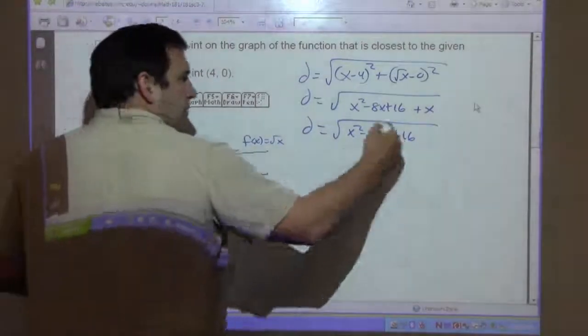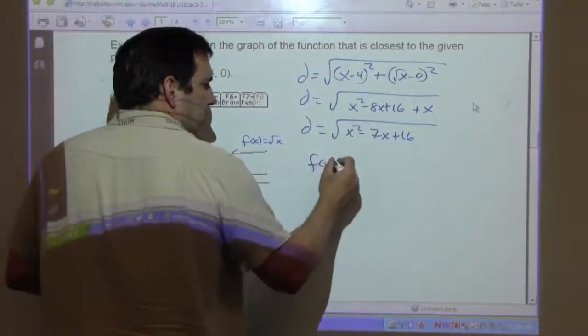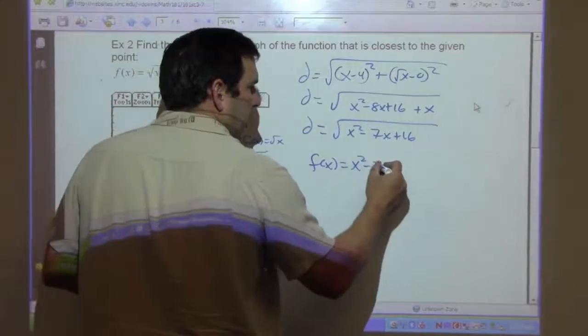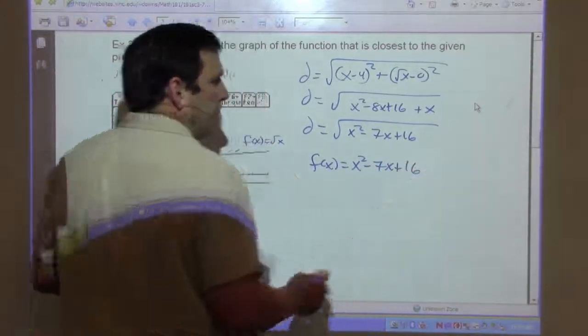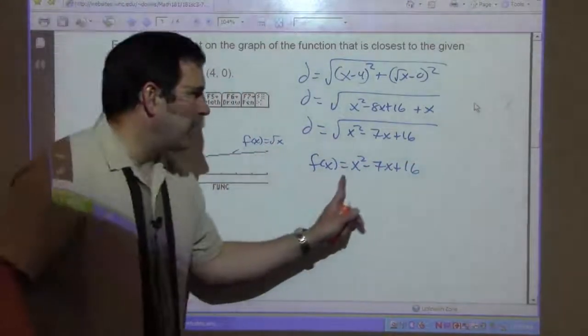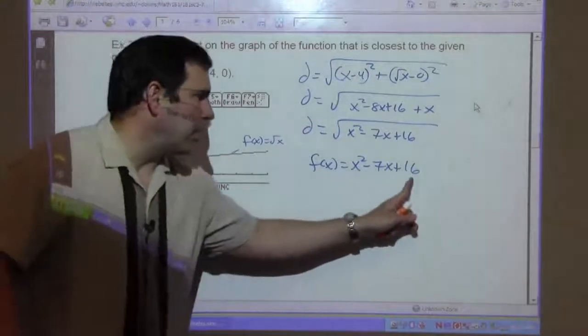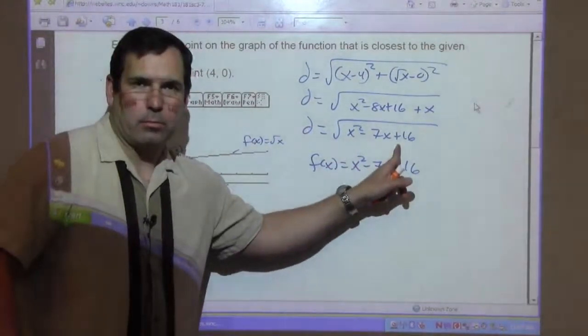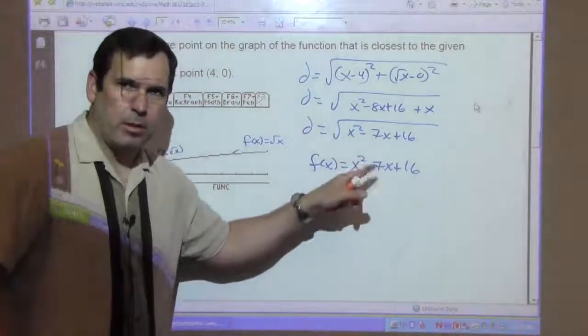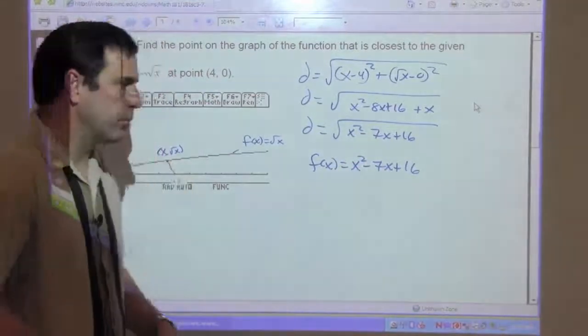Now, consider the stuff under the radical. f of x equals x squared minus 7x plus 16. I would argue that the minimum value here would be the minimum value in there. It's a reasonable assumption to make because we're talking about a radical.